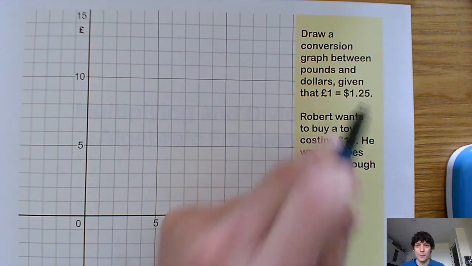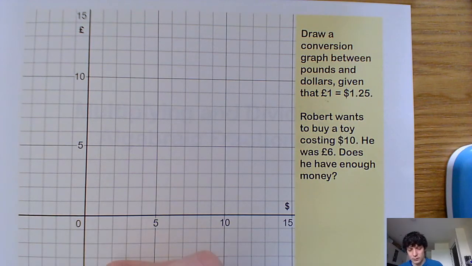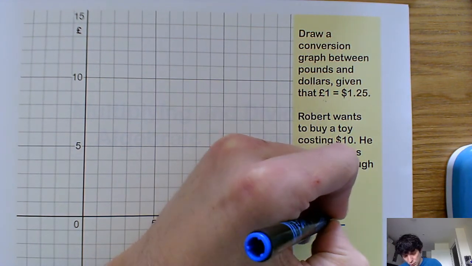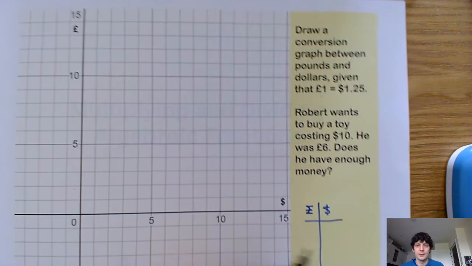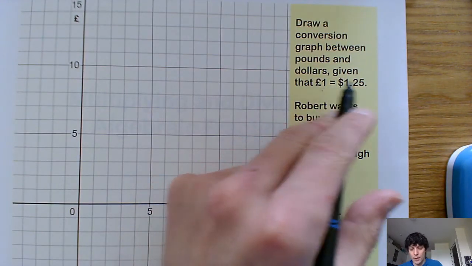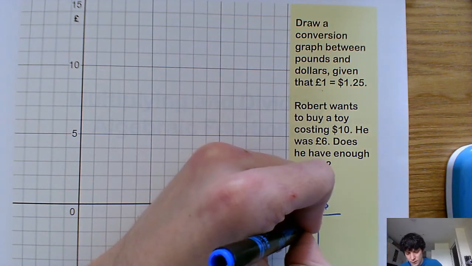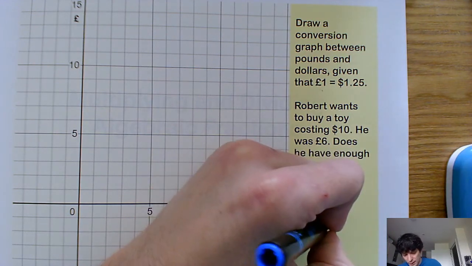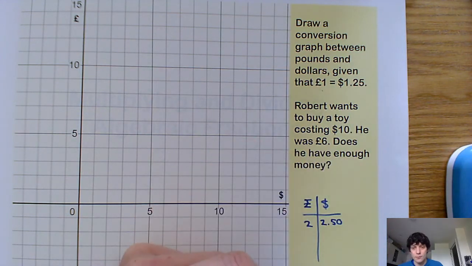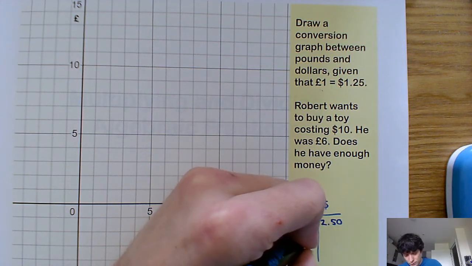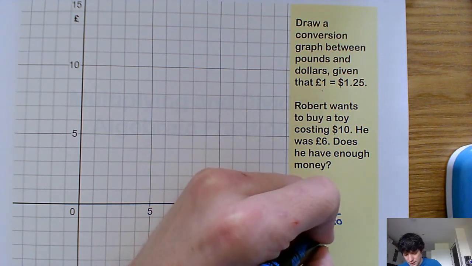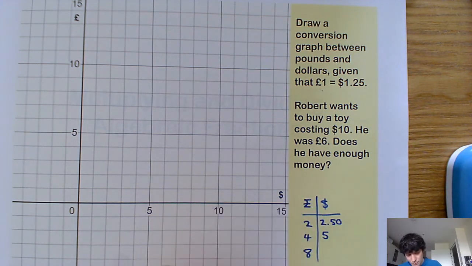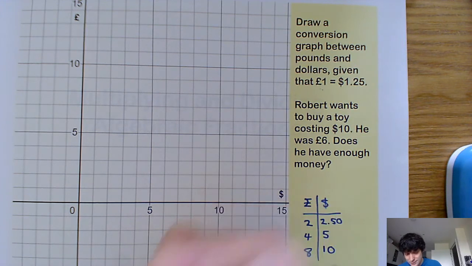Actually, I don't want to do that at the moment because $1.25 is a little bit difficult to draw. Quite often what we want here is some coordinates that we can plot. We want a little table of values. So we've got that £1 is $1.25, well then £2, double 1, would be double $1.25, would be $2.50. £4, double $2.50 is $5. If I double that again, £8, double $5 is $10.